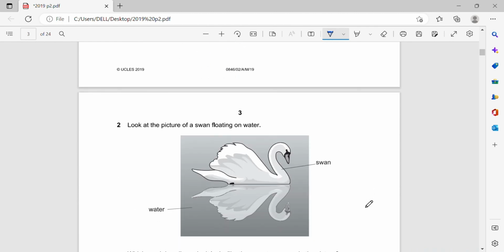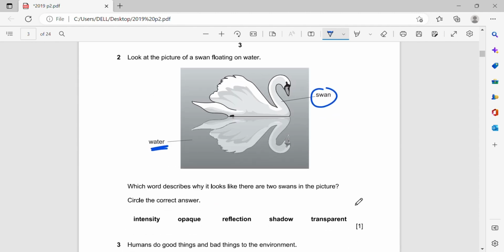Question number 2. Look at the picture of a swan floating on water. We have a swan floating on water. Which word describes why it looks like there are 2 swans in the picture? Circle the correct answer. Is it intensity, opaque, reflection, shadow, transparent? Okay, what's happening here? You can see like a mirror image of the swan. Because of what? Great, this is called reflection.